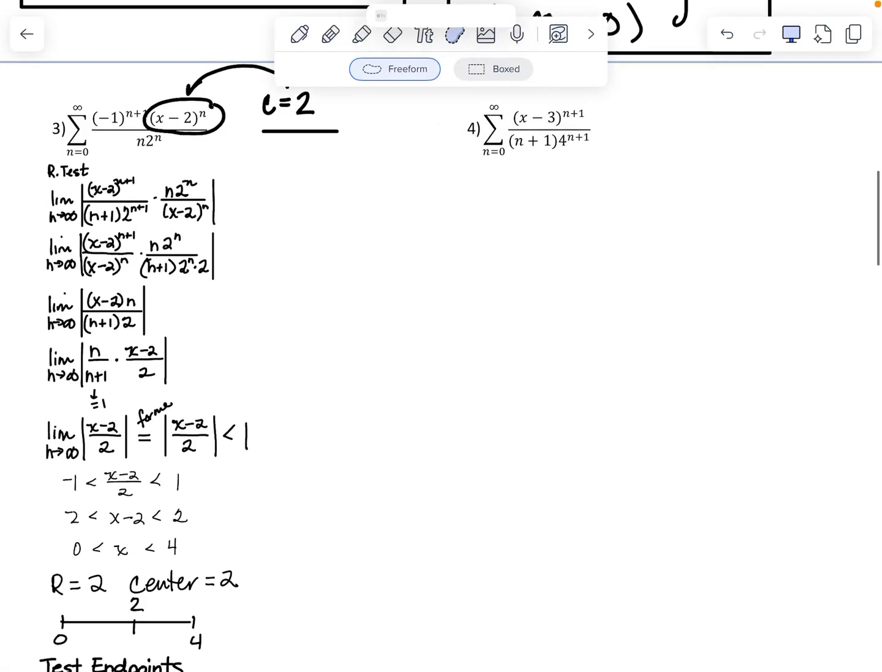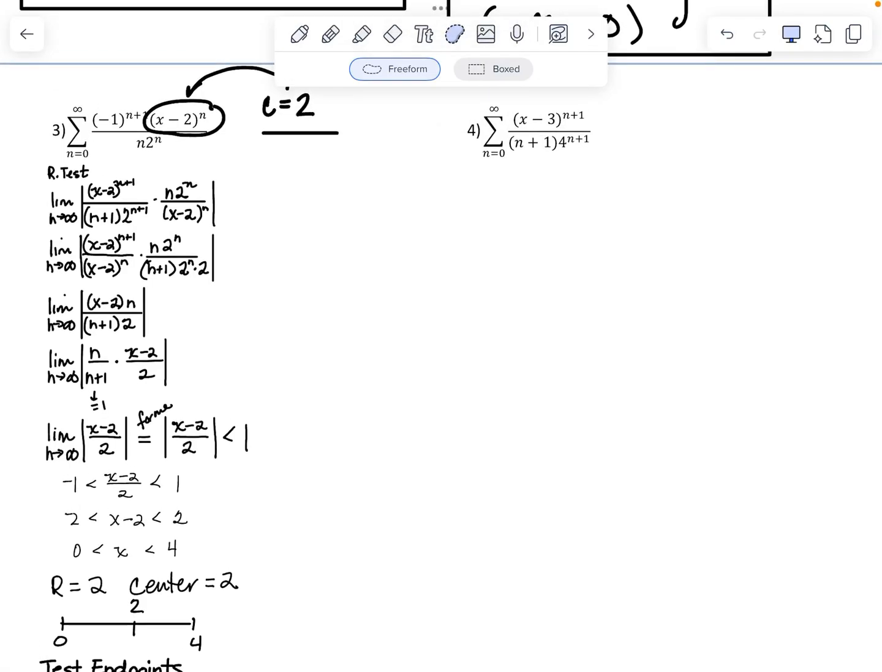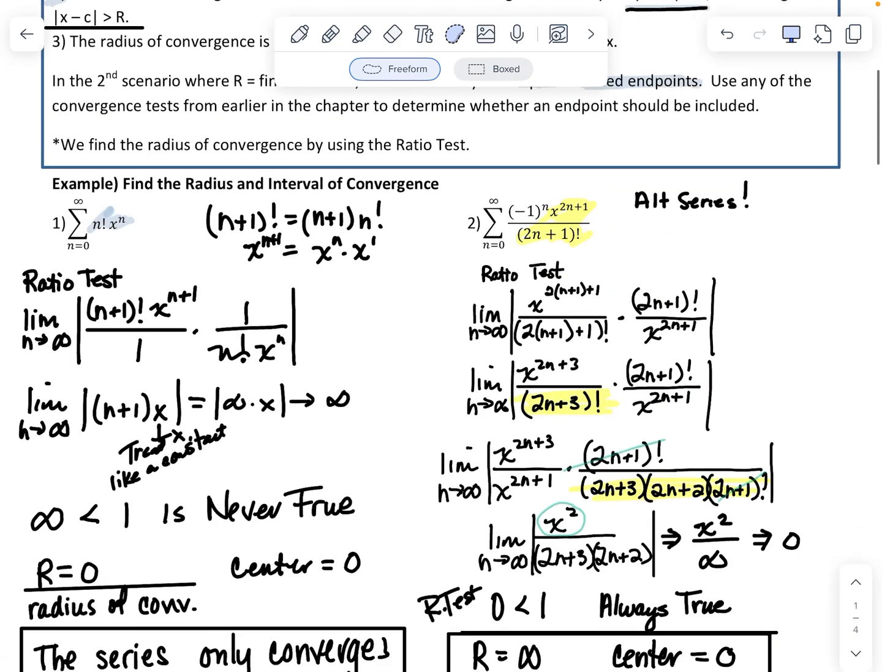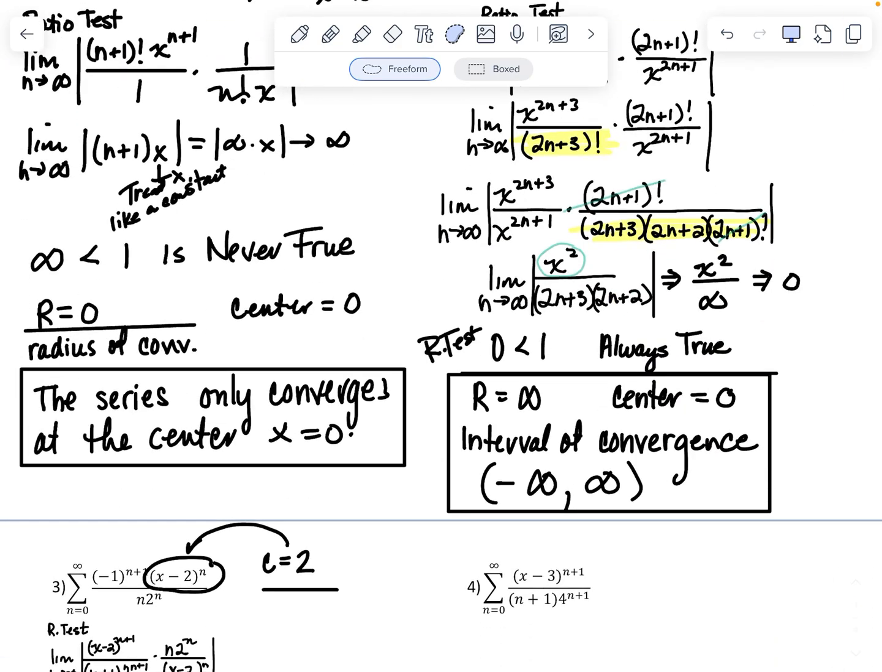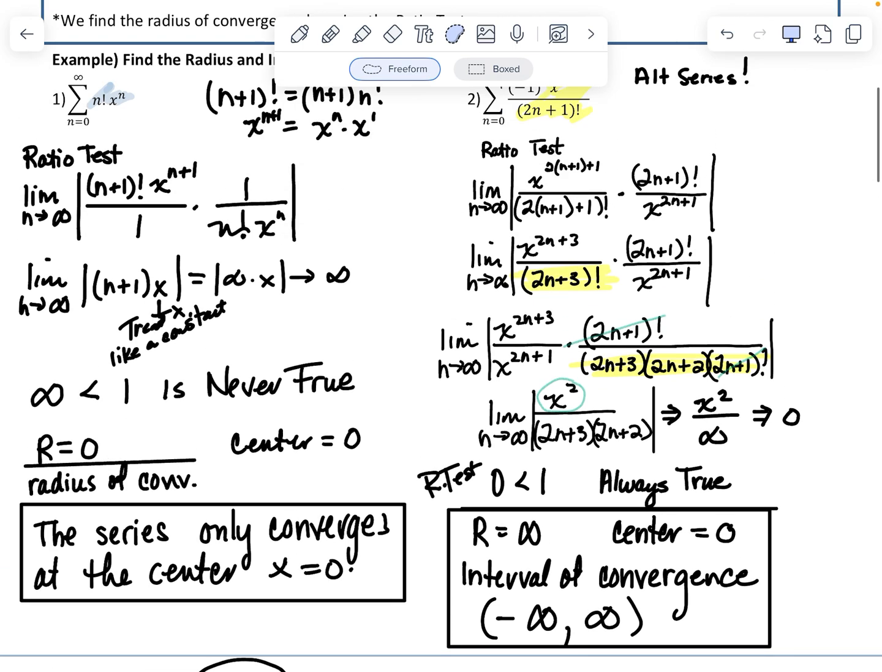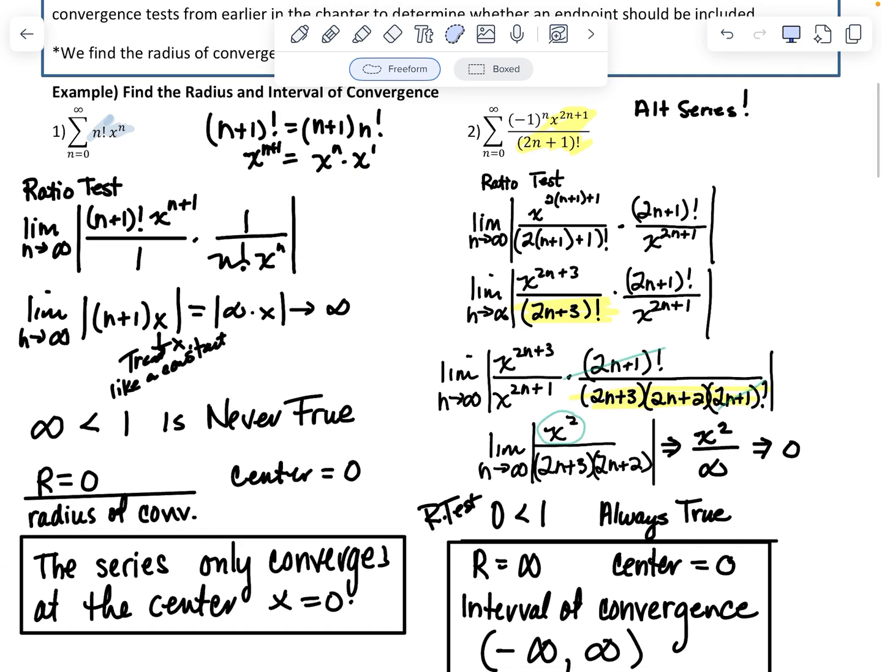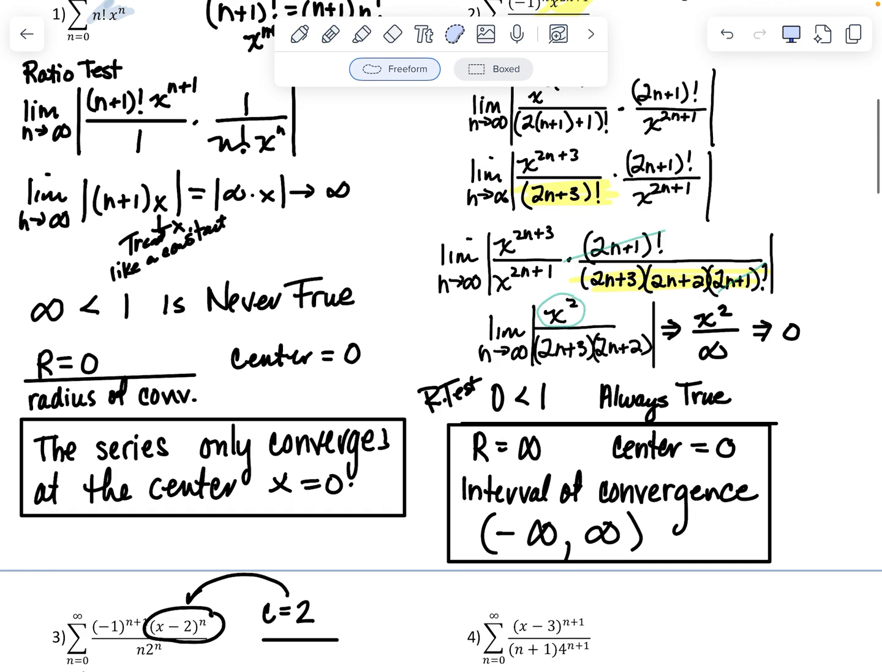As we were looking at convergence for a power series in section 8.8, finding the radius and the interval of convergence, what we got to on the first couple problems is that we had convergence at just the center, and then for the second one we had convergence on the whole number line. There was an infinite interval of convergence.